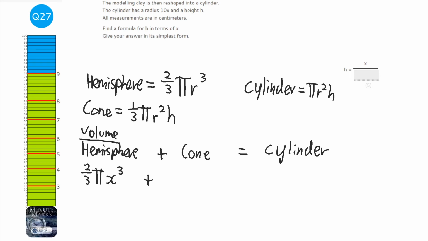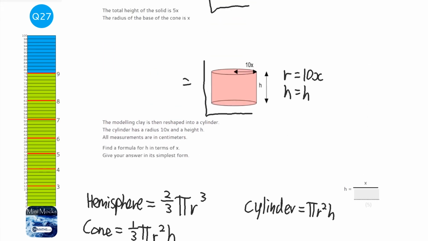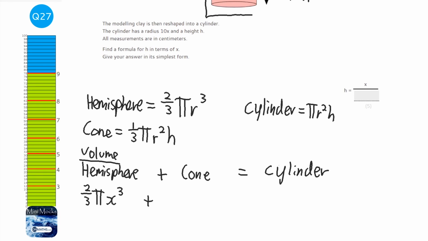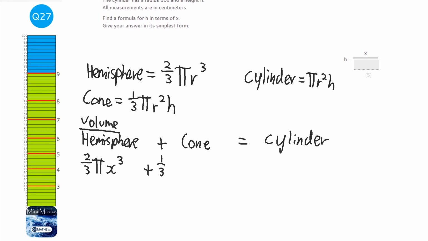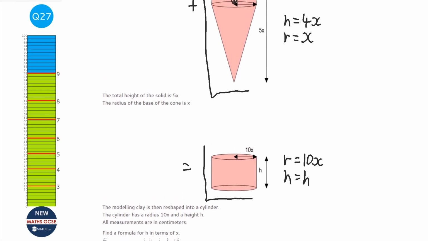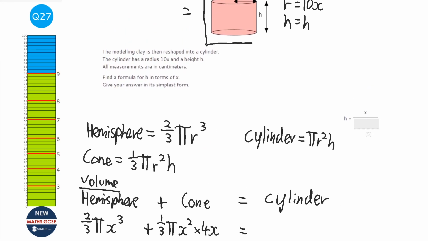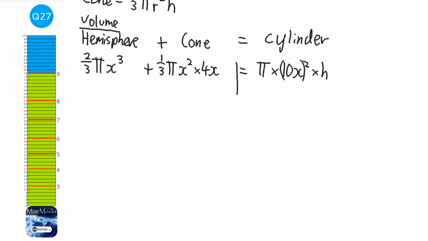So plus the cone, now what did we say the height of the cone was? We said the height of the cone was 4x. So it's going to be 1/3 pi x squared, because the radius is x, and is it 4x? Let's double check that. Always double check. Yeah, it is. Okay. So the cylinder is pi, and what's the r? So pi times 10x squared, and all of that squared, because all of that is r, times the height, so times h.